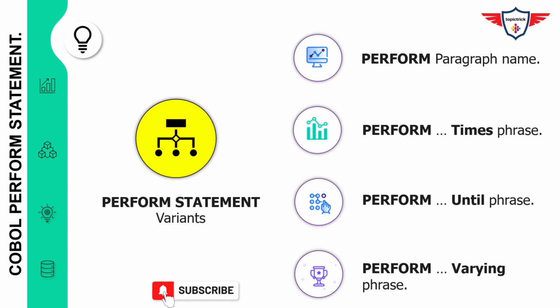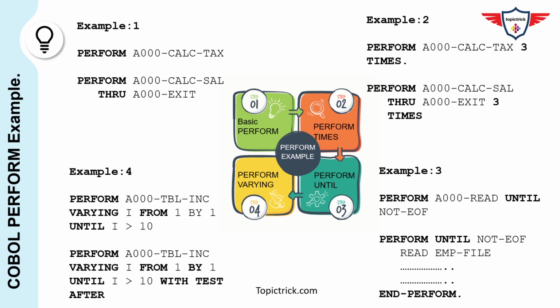Now let's focus on a couple of examples associated with each of the formats so that you can understand how exactly you can use these perform statements in your COBOL program. The first example is related to the basic perform statement where you have the perform keyword followed by a paragraph name. In this case I've used two perform statements. The first perform statement is executing a paragraph that is A000-calc-tax. So whatever set of statements is there in that paragraph will be executed.